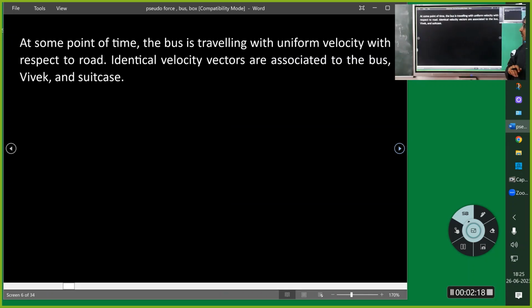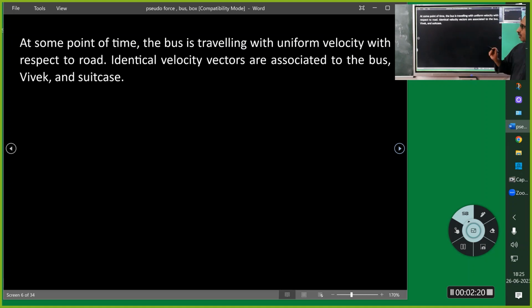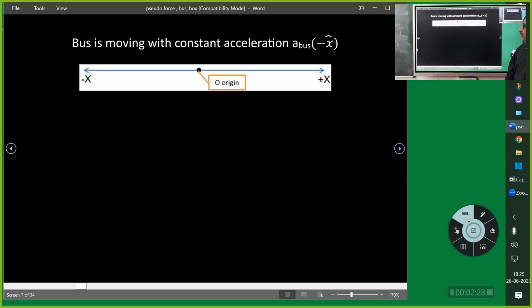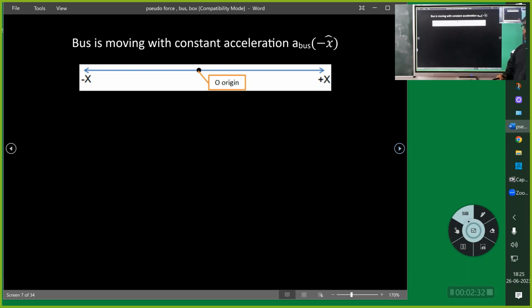Now, at some point of time, the bus is traveling with uniform velocity with respect to the road. Identical velocity vectors are associated with the bus, Vivek, and suitcase. This is precisely what you have seen. Right. Now again, the same direction. Now the bus is moving with constant acceleration, a of bus, in the minus x direction.